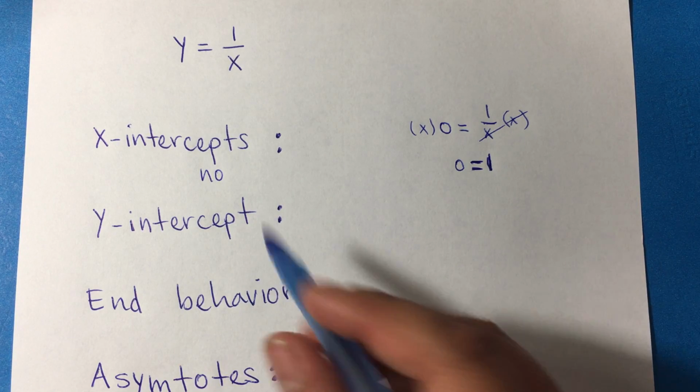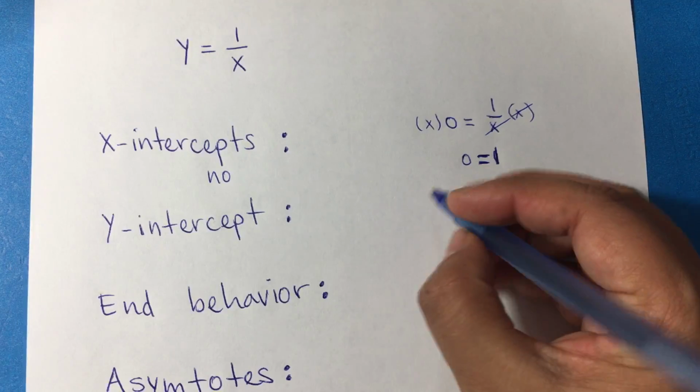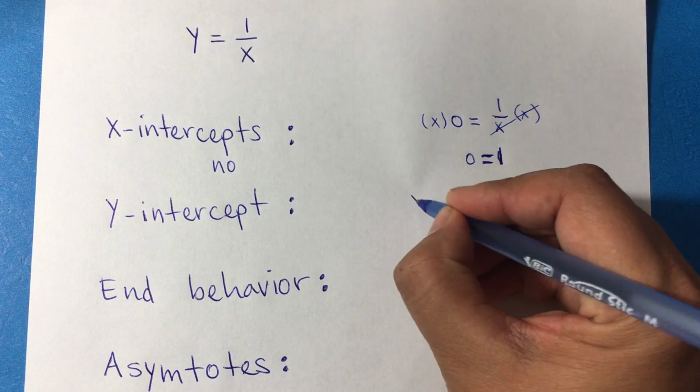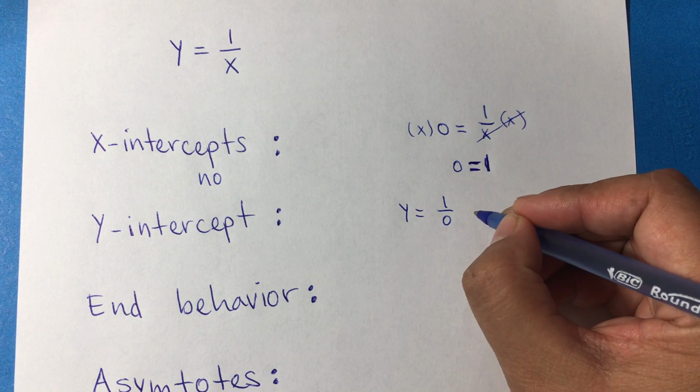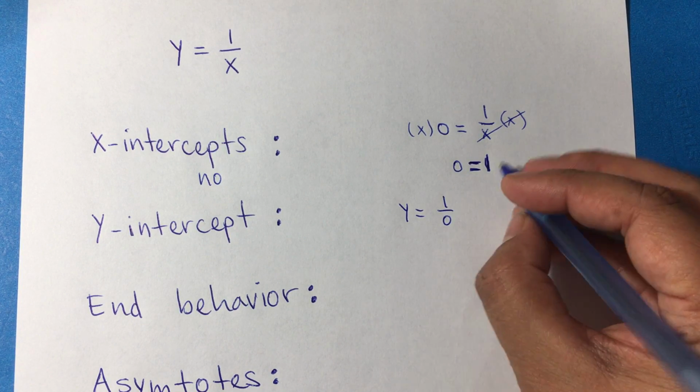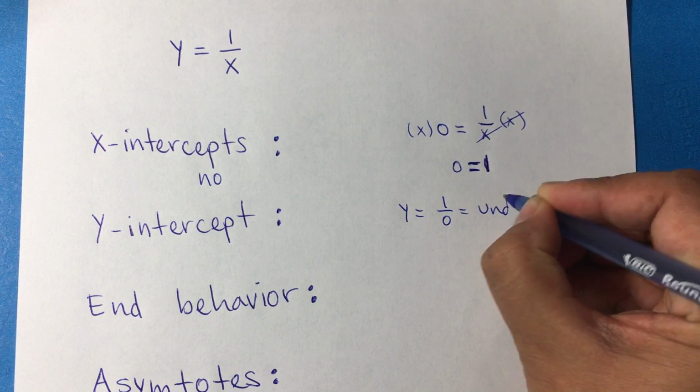And for the y-intercept, x equals 0. And so we say y equals 1 over 0. And 1 divided by 0 is not possible. We call that undefined.